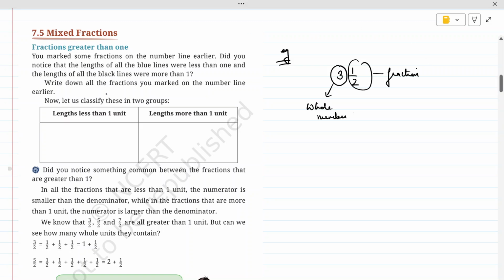right? Now let's go to this fractions greater than 1. Yes, that's true. All the mixed fractions, they are greater than 1, right? So you marked some fractions on the number line earlier.